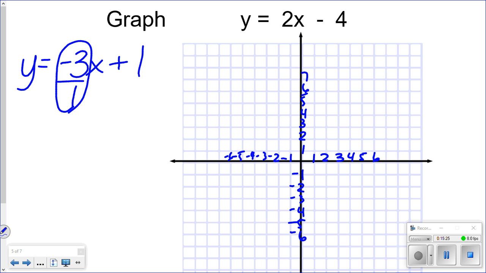Okay, the x is never included in your slope, it's just the number, right? Like negative 3 over 1. What's my y-intercept? Plus 1, right? Okay, here's my y, so this is the first thing I'm going to graph. Here it is right here.